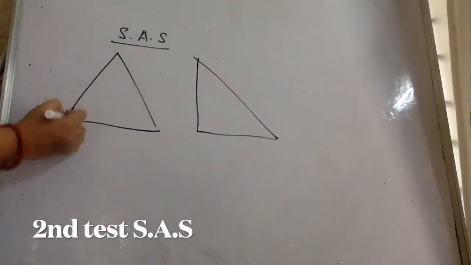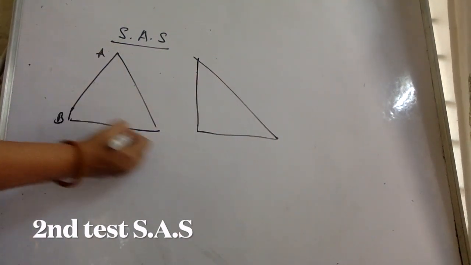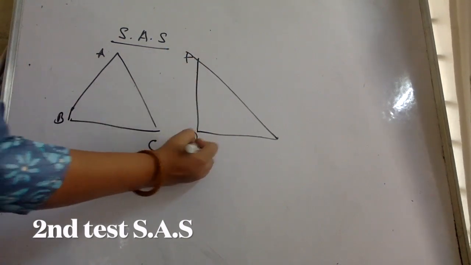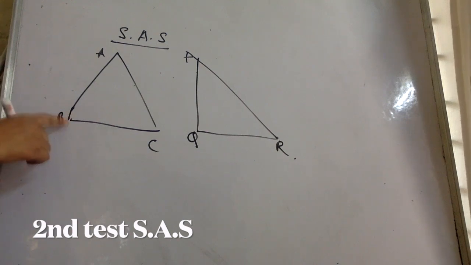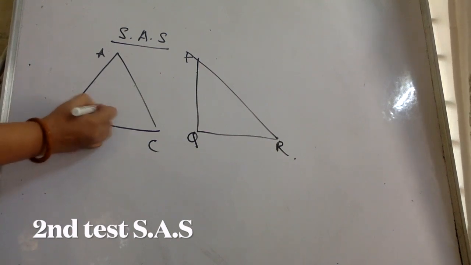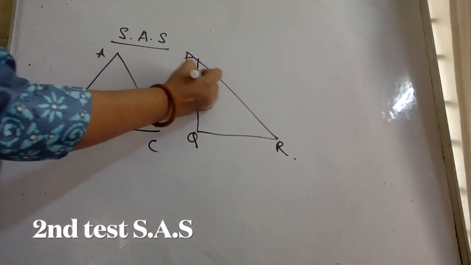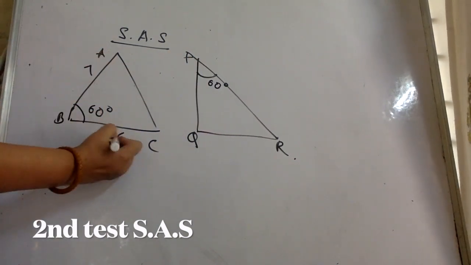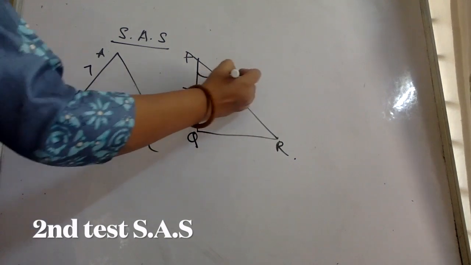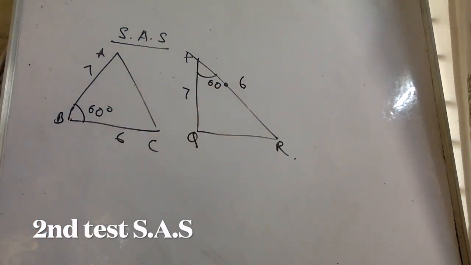This is triangle ABC, and PQR. Here in this triangle they have told angle B is 60 degrees. Here they have told this is the 60 degrees. This is 7 centimeter, this is 6. Here I have a 7 and there is a 6. This much only has been given to us. Then how will we know that the triangles are congruent?